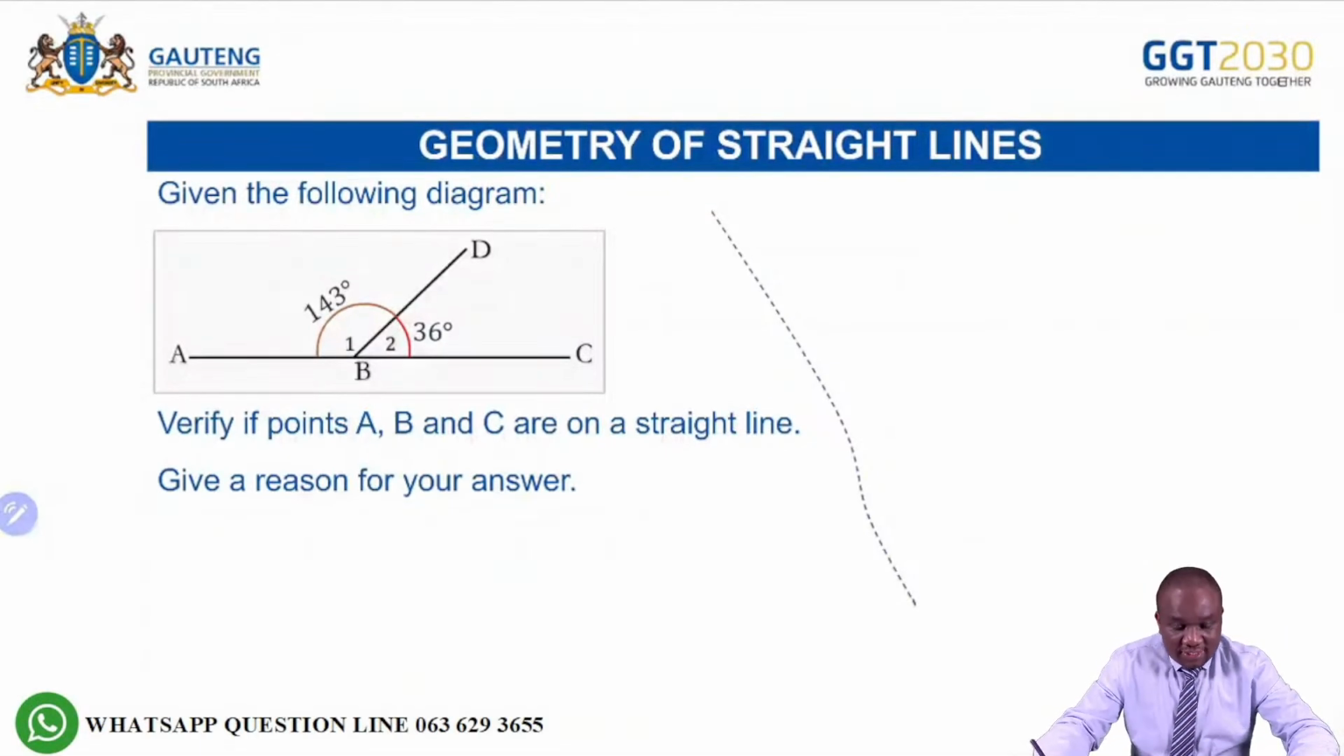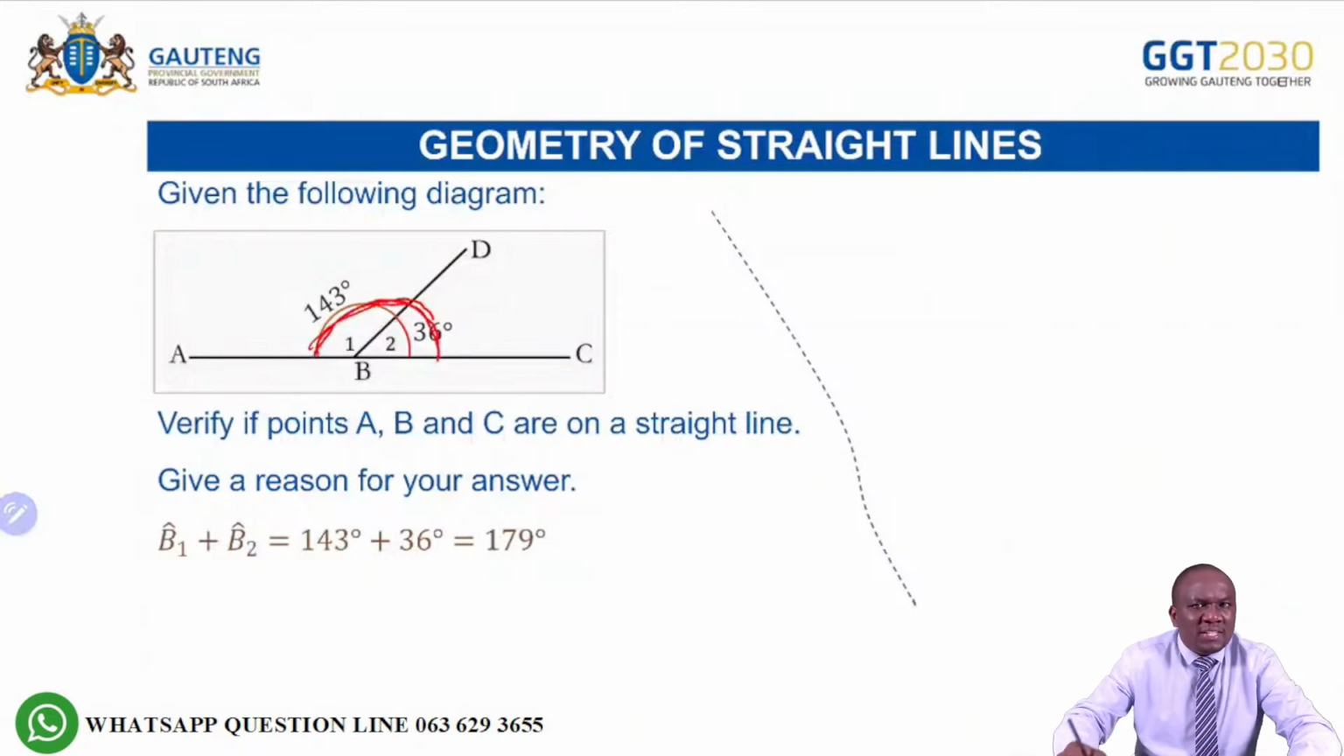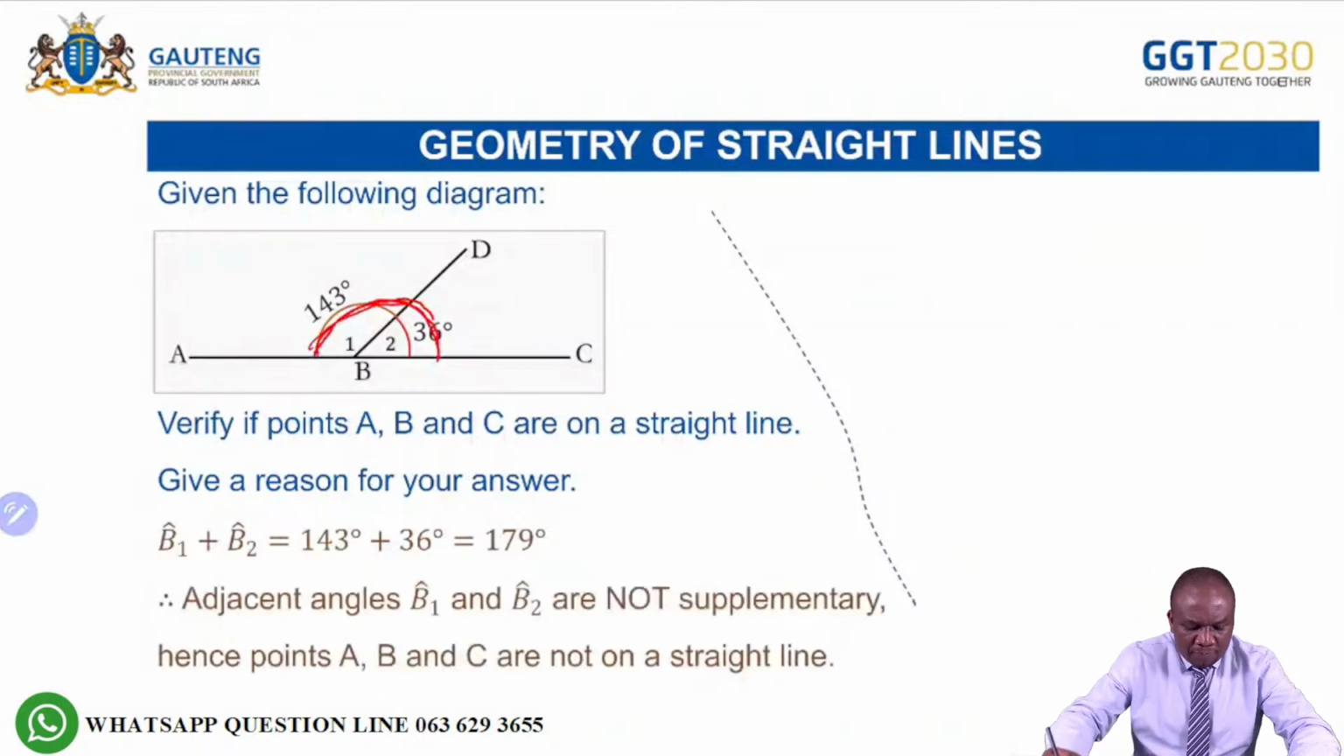Welcome back. I really hope you managed to get the answer. What is 143 degrees plus 36 degrees? It is 179 degrees. So this whole angle here is not 180 degrees, so A, B, C are not on a straight line. If they were, B1 and B2 would add up to 180 degrees. So adjacent angles B1 and B2 are not supplementary, hence points A, B, and C are not on a straight line.